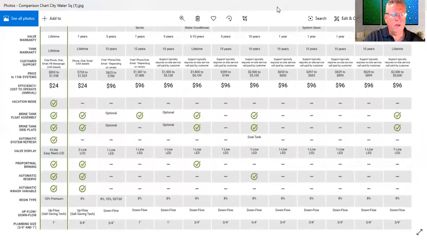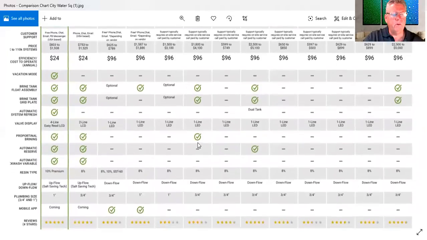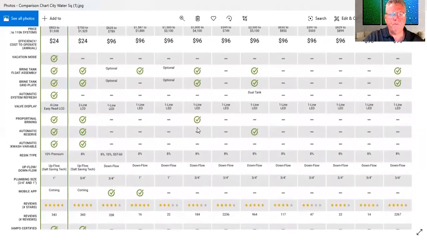Okay. Going up here a little bit, we're going to resin types. The Soft Pro system offers a 10% premium cross-link resin. 10% cross-link resin is more durable against chlorine and chloramines. Chlorine and chloramines is used in city water to disinfect the water, to kill bacteria, basically. But it's enemy number one to resins. So it will kill the resin over a period of time and make it less effective as you go.